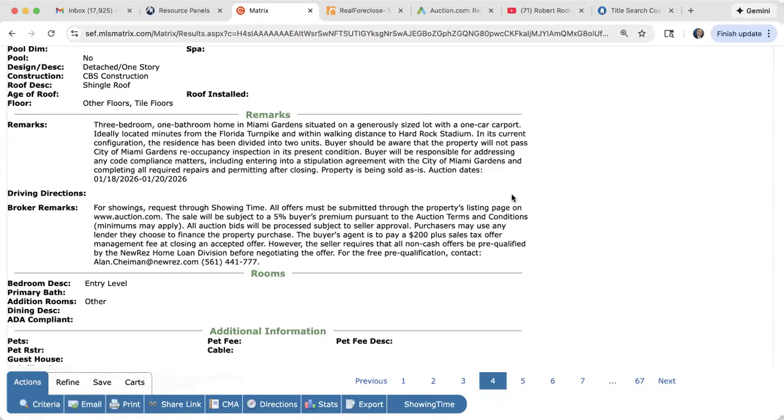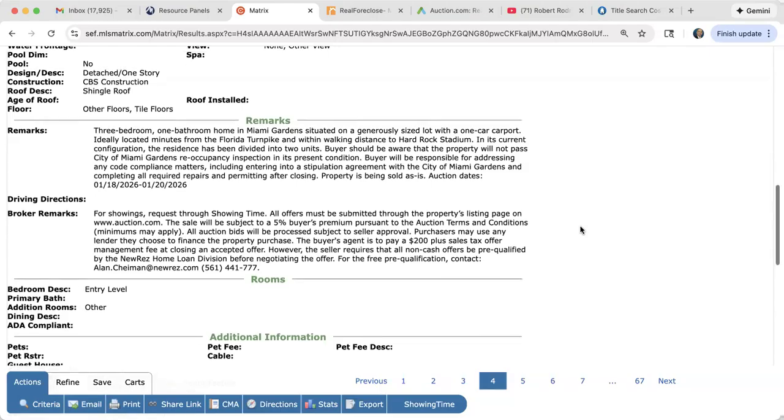For showings, request through showing time. All offers must be submitted through the listing page on auction.com. Why? Because the property is being offered through auction. The sale will be subject to a 5% buyer premium. So basically, the buyer needs to also pay an additional 5% on top of the purchase price. Why? Because essentially, the buyer is paying the compensation to auction.com or to any other realtor that is working the deal. So the buyer is subject to a 5% buyer premium.